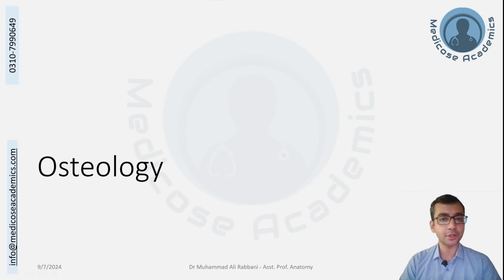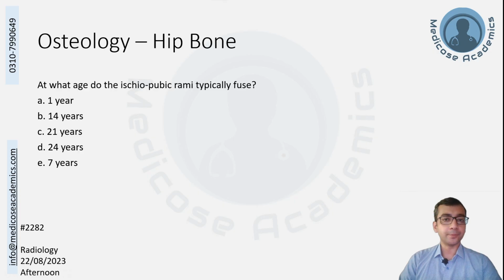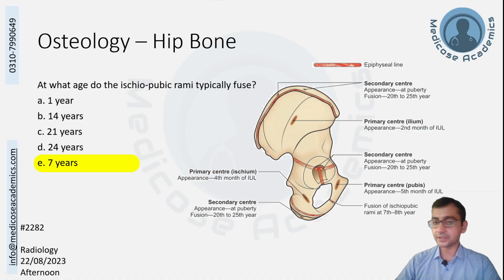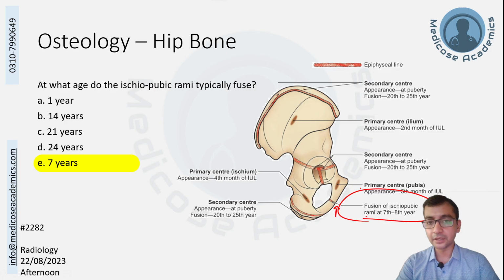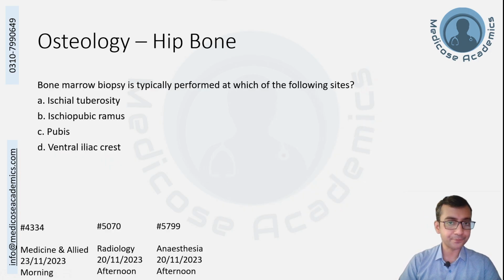Let us talk about osteology. Hip bone. At what age do the ischiopubic rami typically fuse? This is a purely recall based question, and here is a picture that gives you the answer. The ischiopubic ramus usually fuses at the end of second year, and it is shown right here in this picture from BD Chaurasia. It shows at 7 to 8 years of age.